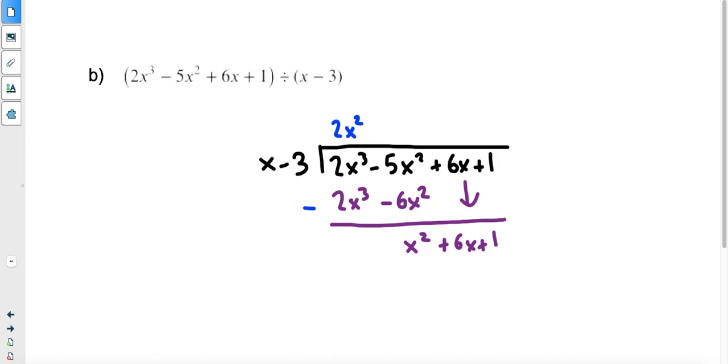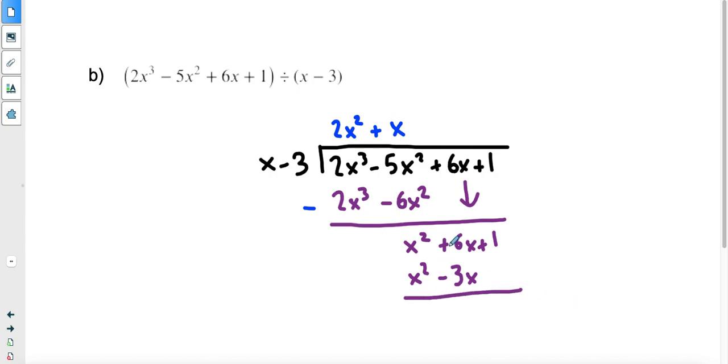And let's keep going now. Next, what do I have to multiply x by to get x squared? Well, I just have to multiply it by x. And now, if you multiply this, x times x minus 3, that gives us x squared minus 3x.